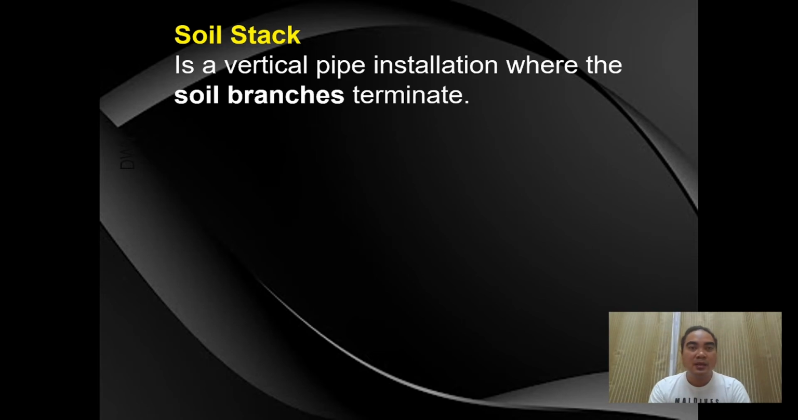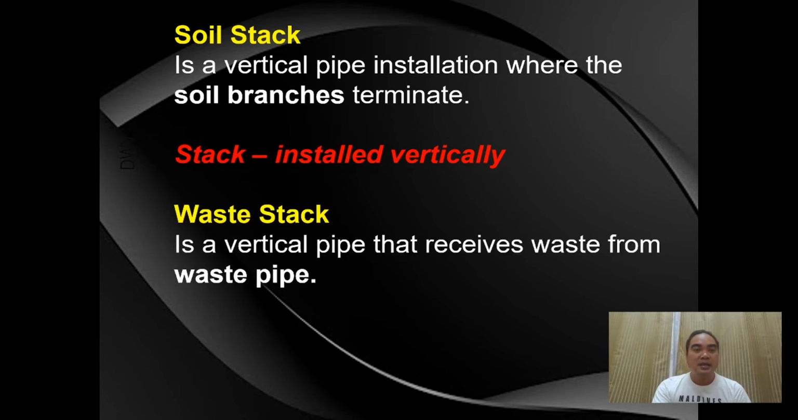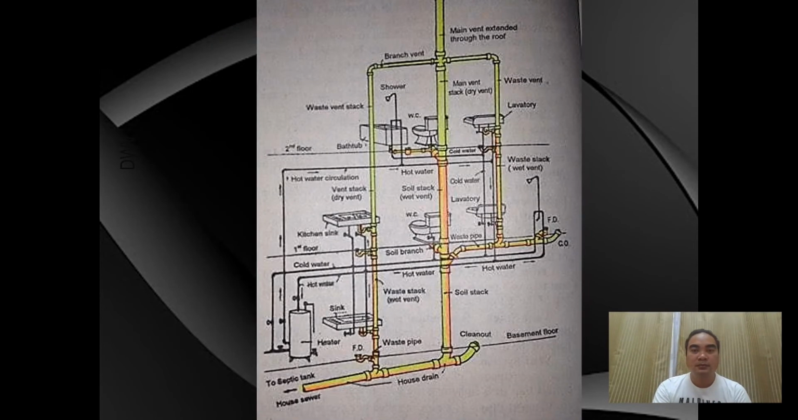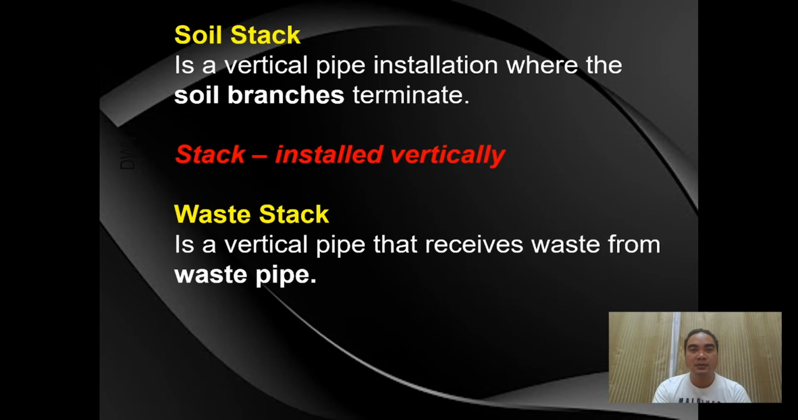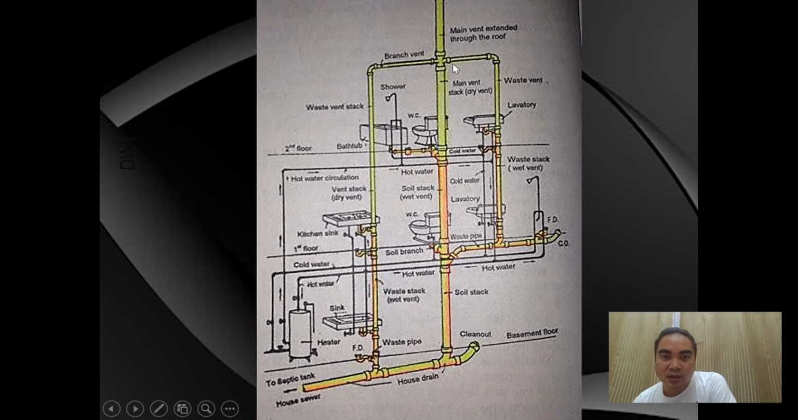Soil stack is a vertical pipe installation where the soil branches terminate. Stack installed vertically. Waste stack is a vertical pipe that receives waste from waste pipe. Soil stack, waste stack.